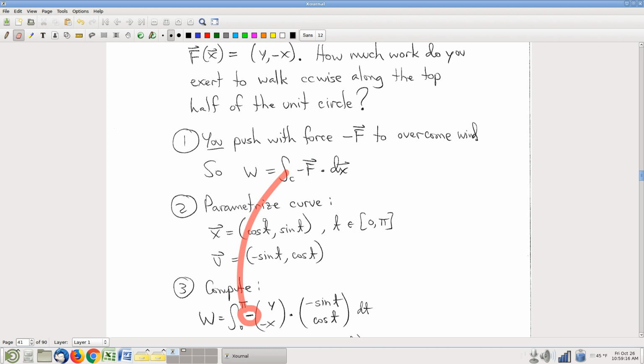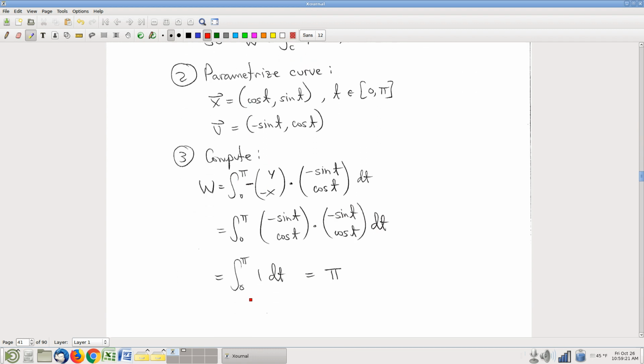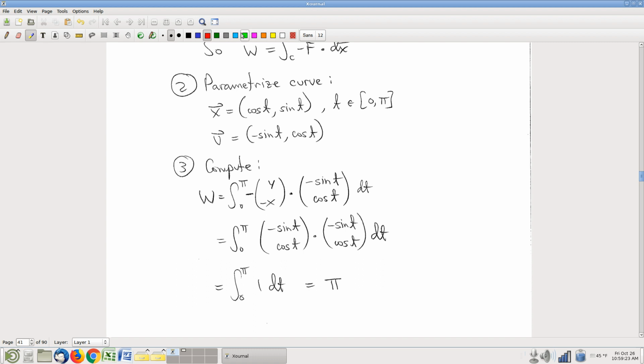Okay. And let's see, our parameterization, y is sine t. x is cosine t. Note the canceling minus signs. Everybody happy?